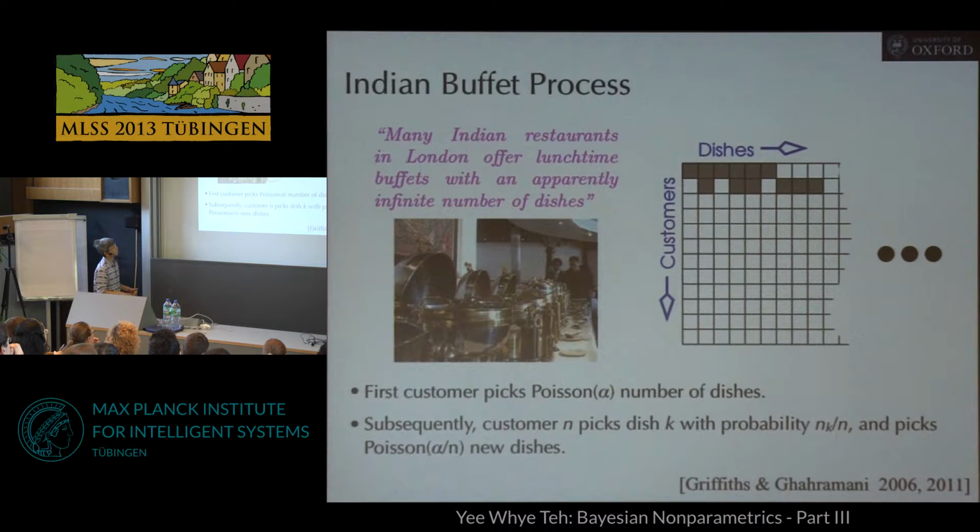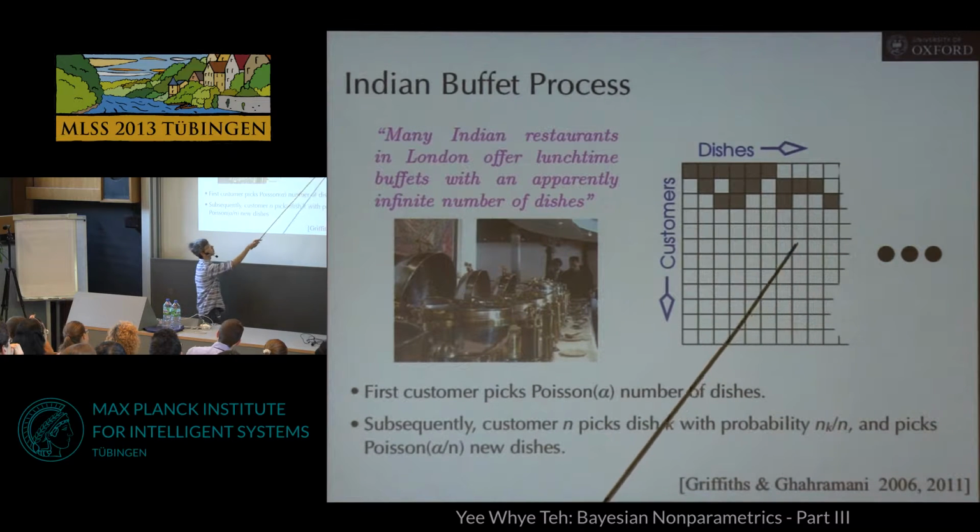And this just repeats. So you have to pick for each of the 6 dishes whether you are going to try it or not, and then a certain number of new dishes. The third customer is similarly going to say that among these 9 dishes, I might try some subset of those. In addition, I might try some new dishes. And this just goes on ahead.